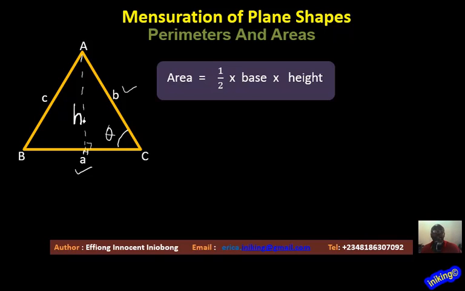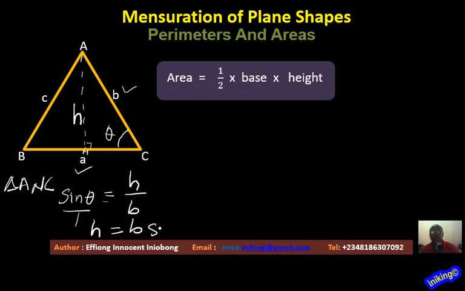If I look at triangle ANC, from triangle ANC, I can say that sine of this angle, sine theta, is equal to opposite H all over the hypotenuse B. And if I cross multiply here, H times 1 will give me H, and this will be B sine theta.